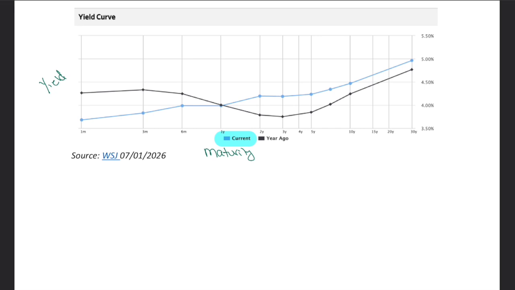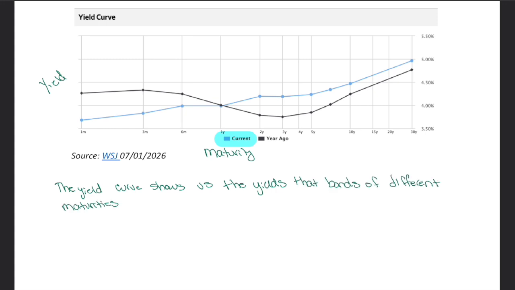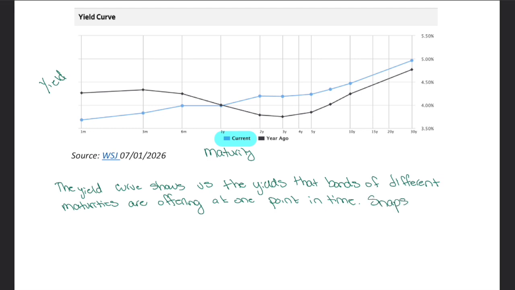So if we were to write one sentence here describing what a yield curve is showing us, the yield curve shows us the yields that bonds of different maturities are offering at one point in time. Yield curves also always show the same types of bonds, so we're specifically looking at a Treasury yield curve here. Another way to think of this is it's a snapshot. So on this graph, we have the current snapshot and we have the year ago snapshot. So using our current line, let's interpret two of these points.